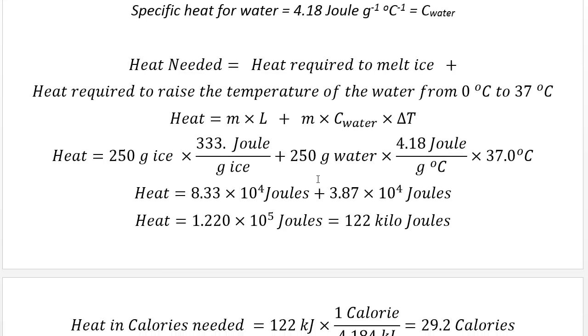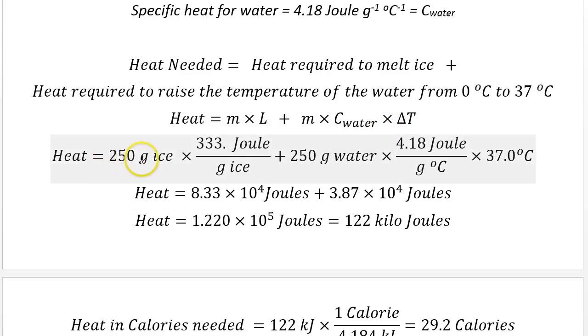All right, so let's take a look here. So the heat needed, first we're going to have to melt the ice. It's the heat required to melt the ice. And then the additional heat needed to raise the temperature of the water from 0 degrees Celsius to 37 degrees Celsius. So the formula would be heat is equal to the mass of the ice times the latent heat of fusion. There's no temperature involved there, just causing solid ice to become liquid water. And then for the heating up of the resulting water, we need the mass times the specific heat times the temperature change.